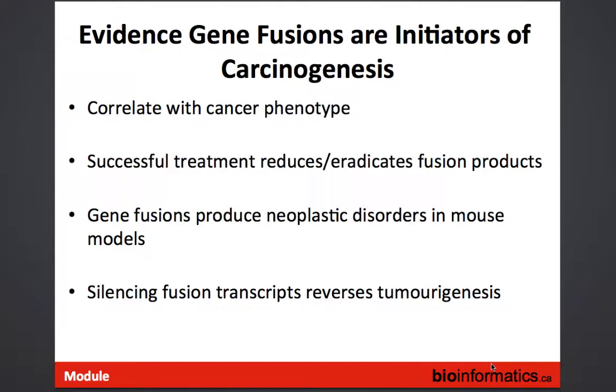So what is the evidence for gene fusions as being initiators of carcinogenesis rather than just passenger mutations that occur and have no effect on the phenotype of the cancer? Well, they correlate very well with cancer phenotypes, so they define subtypes of cancers. A successful treatment often results in the eradication of the fusion product from someone's bloodstream. Say, for instance, in CML, if you successfully treat a CML patient, then there's no more translocation that's detectable in their blood. Gene fusions also produce neoplastic disorders in mice, and if we perform experiments in models where we silence gene fusions, then we can reverse the tumorigenesis process.